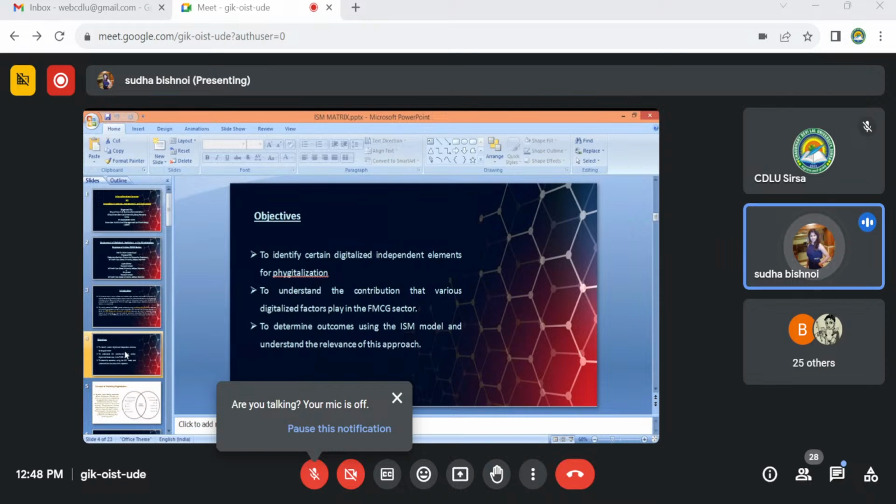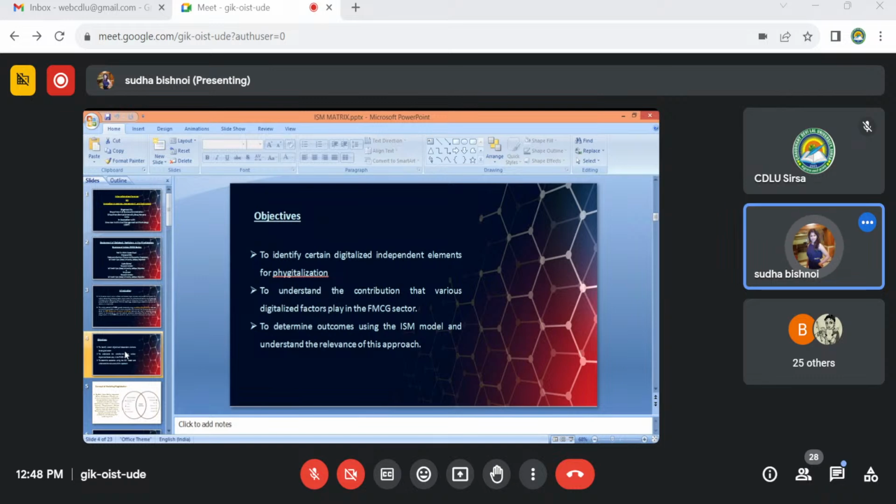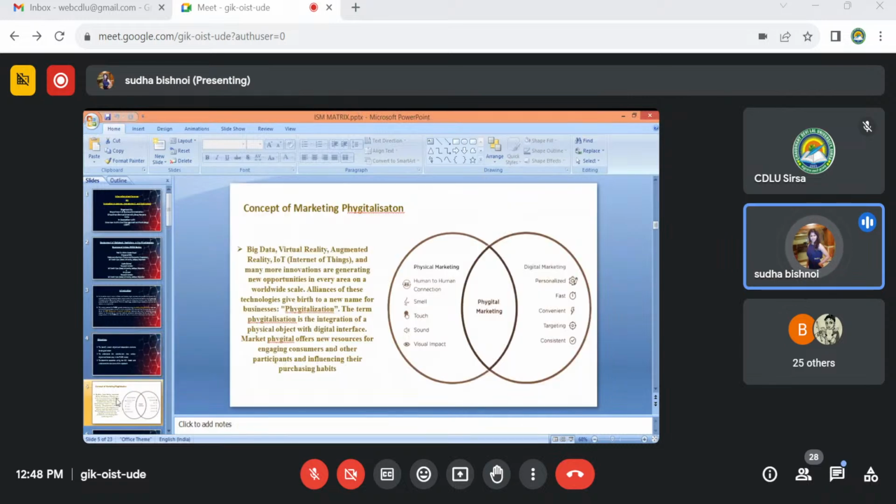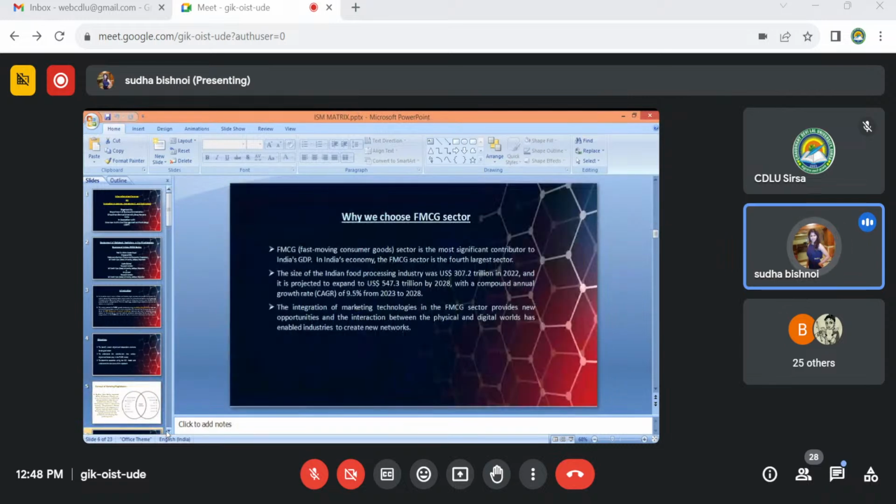The objective of our study is to identify certain digitalized independent elements for physical digitalization. Secondly, to understand the contribution that various digital factors play in the FMCG sector. And thirdly, to determine outcomes using the ISM model and understand the relevance of this approach. I'm directly coming to the main methodology.